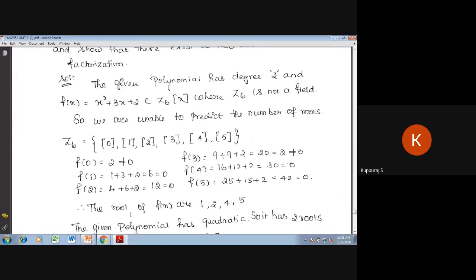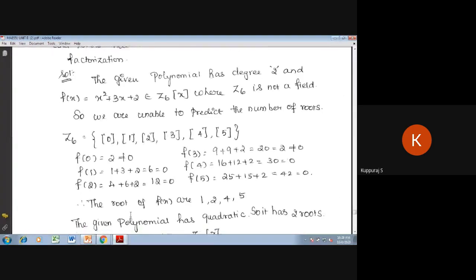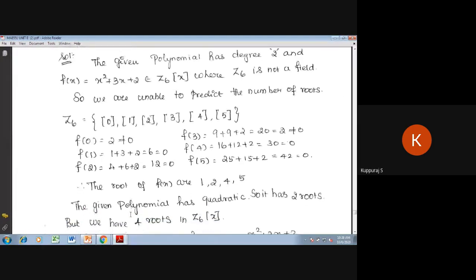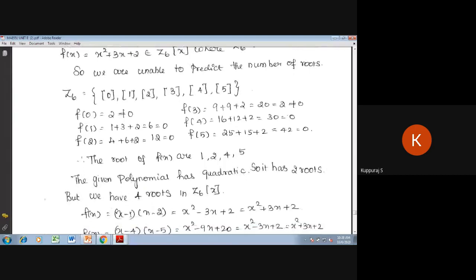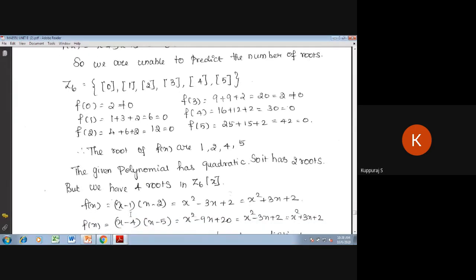So actually the given polynomial, whose degree is 2, x square plus 3x plus 2, can be expressed in two distinct factorizations. The first one is x minus 1 into x minus 2. This product of factors can be formed by using the roots 1 and 2. So x minus 1 into x minus 2 gives the given polynomial. Actually, x minus 1 into x minus 2 is x square minus 3x plus 2.